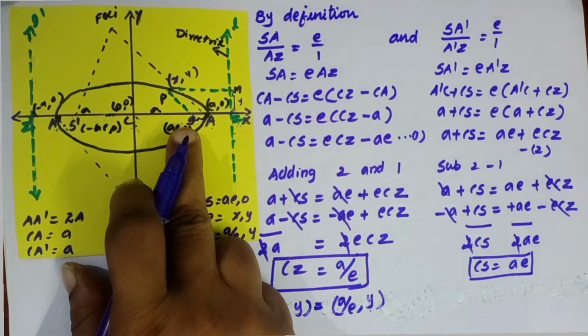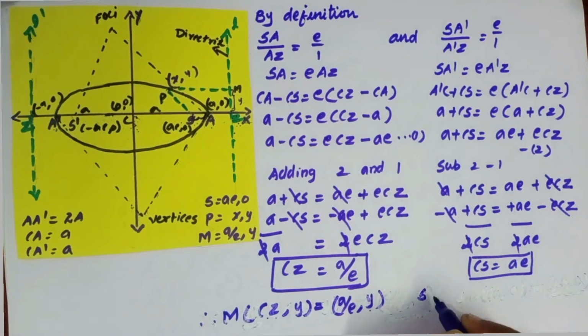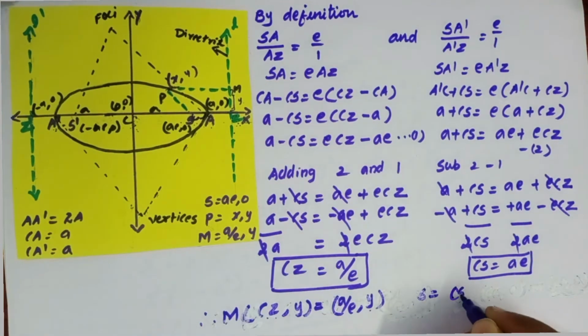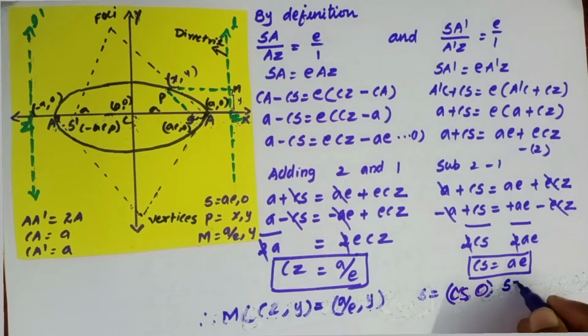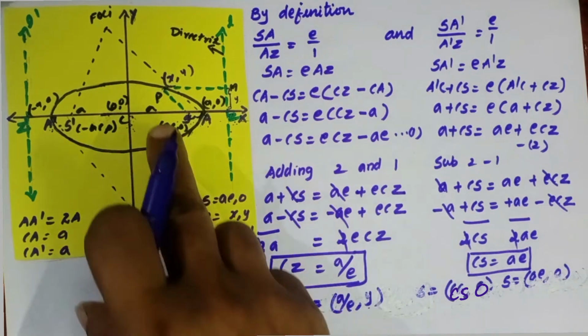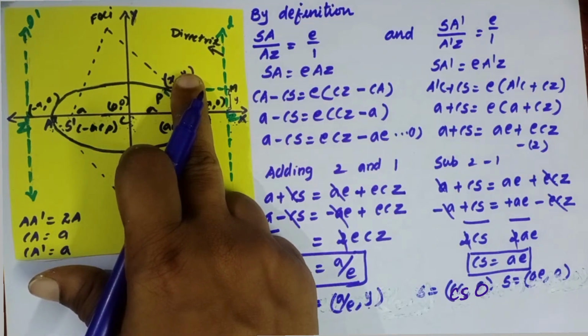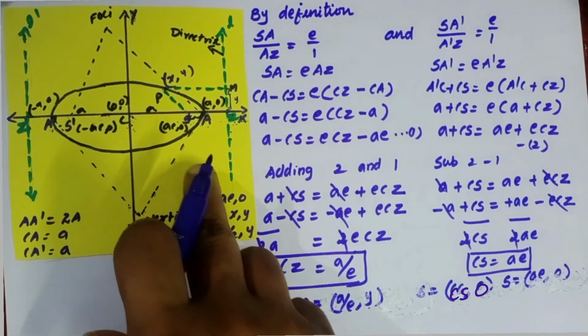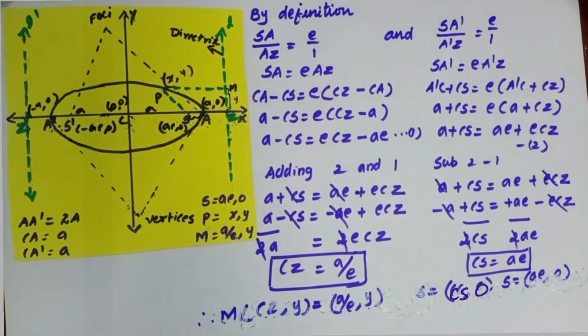Next we have to find the S coordinate point. Now S, the X value is CS, and it is a point on the X axis. Therefore the Y coordinate will become 0. So S equal to CS value is (AE, 0). So using this M coordinate point and S coordinate point and P(x, y), this movable point, you have to find the standard form of the ellipse using the definition SP by PM equal to E.